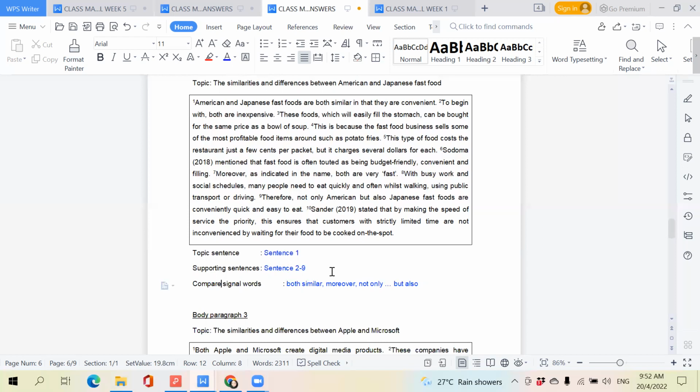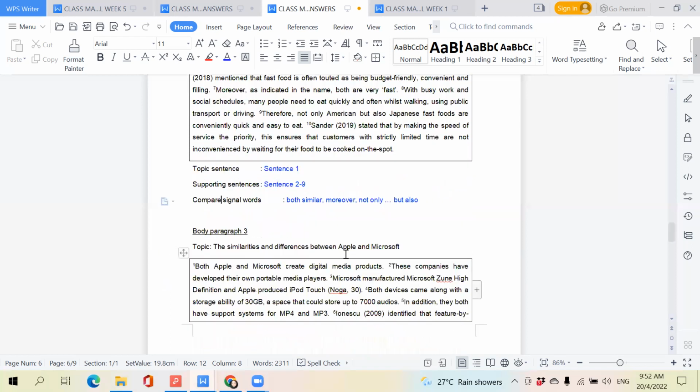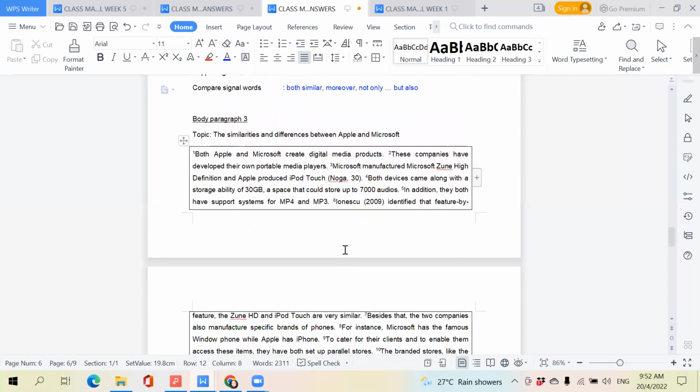Why? Because the thesis statement is not the place where you explain or elaborate your points. But in a body paragraph, yes, that is where you elaborate or explain your points in greater detail. And yes, you can use moreover. And why does it fall under compare signal words? Because when you say moreover or furthermore, that means you're adding information under the same topic.